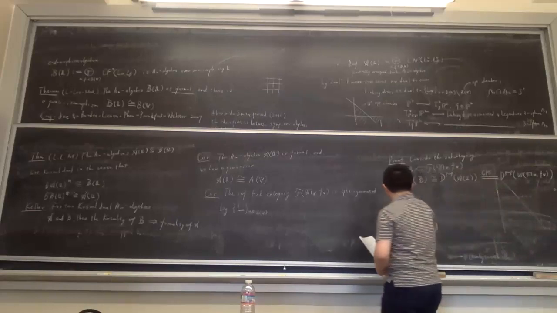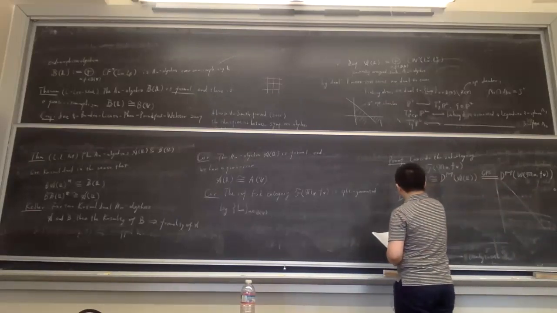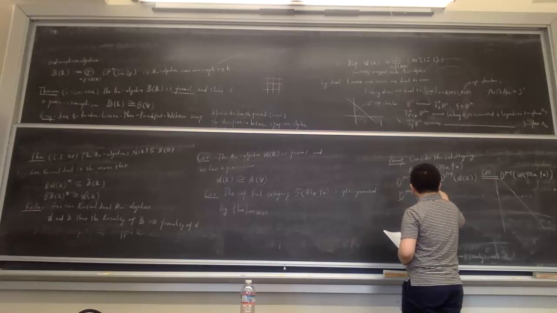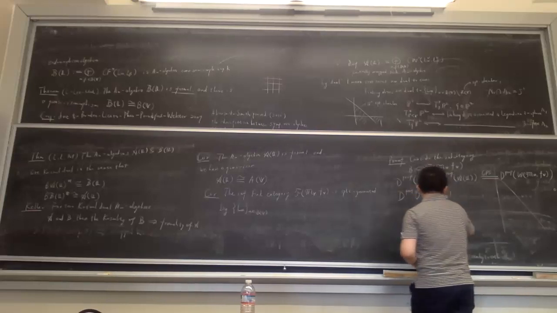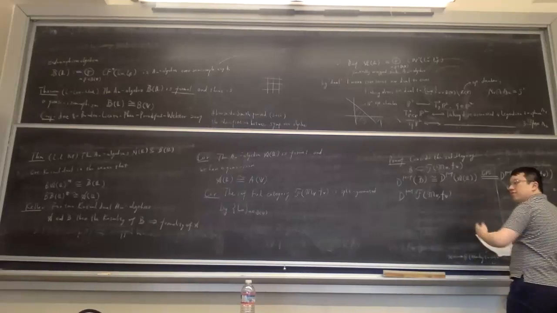On the other hand, we have a natural embedding, because if we look at any object inside this infinitesimally wrapped Fukaya category, you take its morphism with any object in the partially wrapped Fukaya category, it's always going to be finite dimensional because of the nature.